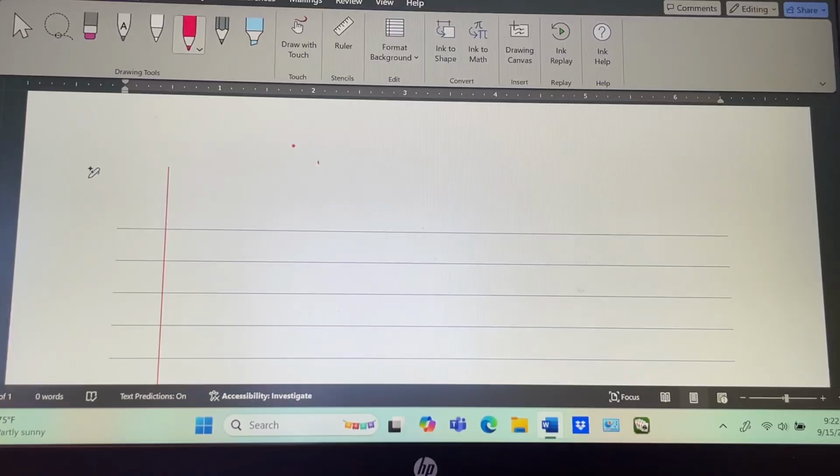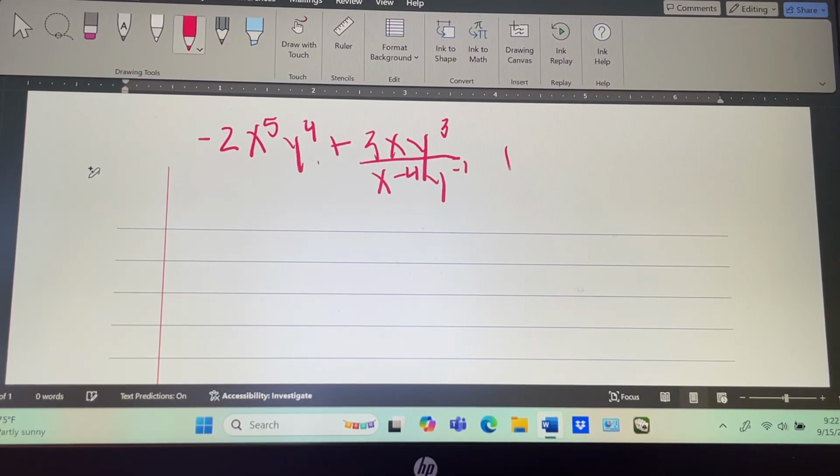Okay, so the second problem is negative 2x to the 5th y to the 4th plus 3xy to the 3rd power over x to the negative 4 y to the negative 1 plus 4x cubed y squared over x squared y. Okay, the difference here is we've got 3 different terms being added together, but we're still going to do the same principle.